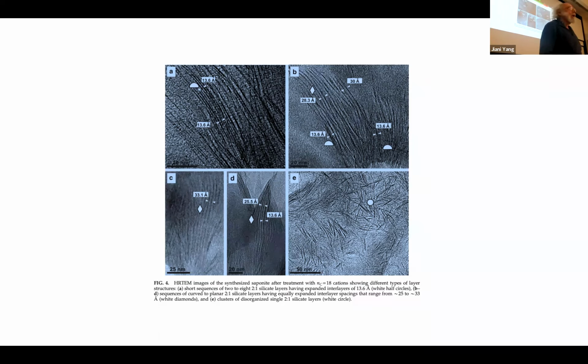Are there differences in growth rate between these different types? No, I don't know.